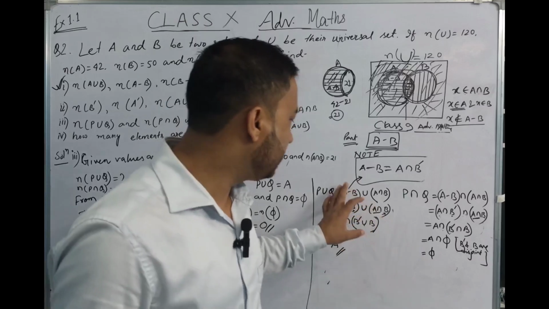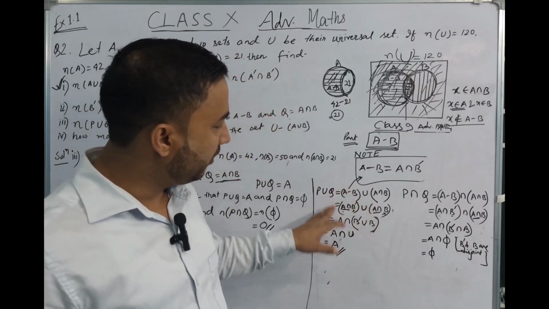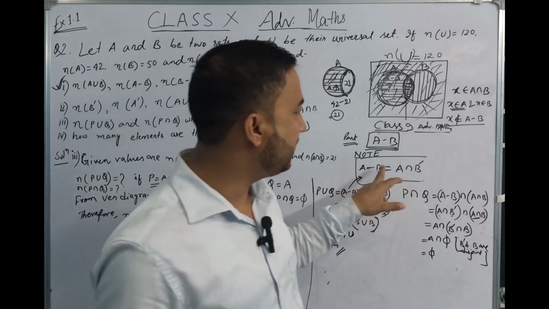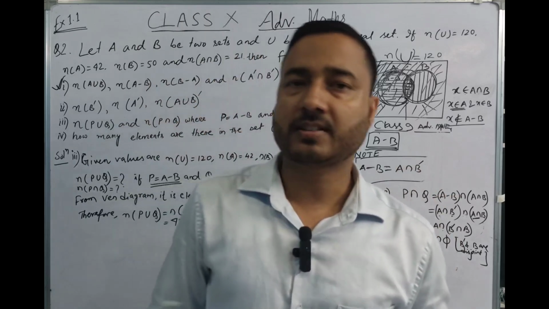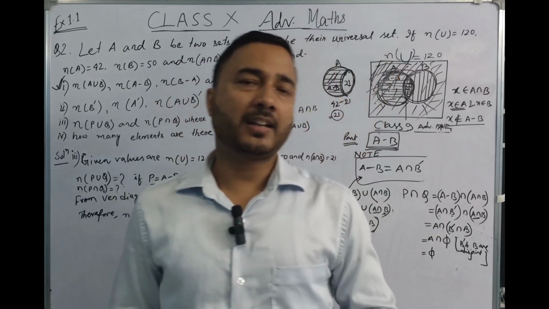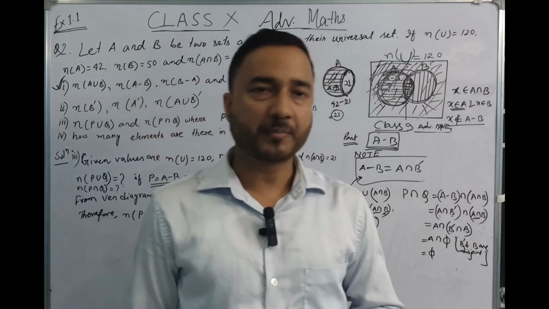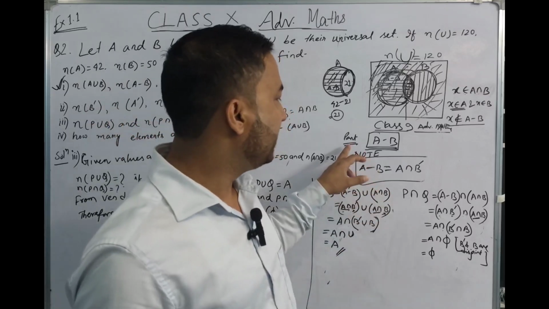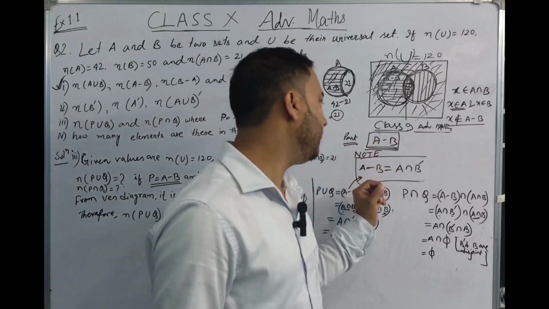This is another way where you can show that P union Q is equal to A. But for this you have to remember that A difference B is equal to A intersection B complement. Though it is not there in the textbook of class 10 advanced maths, it was there in the textbook of class 9 advanced maths, from where I have got this. So if you have any doubt, you can go to the class 9 textbook; A difference B is in chapter 1 only.